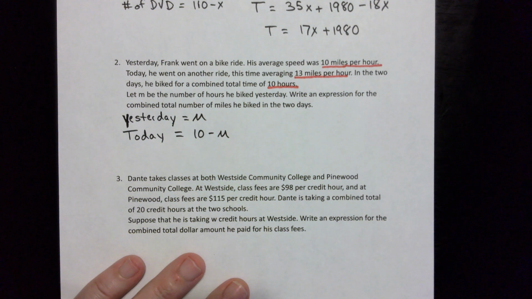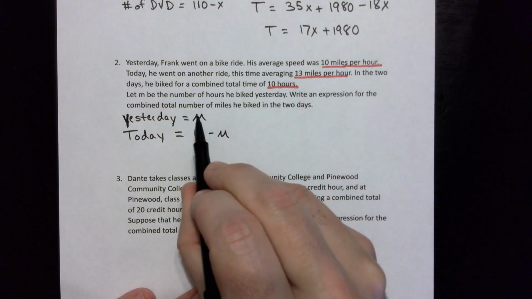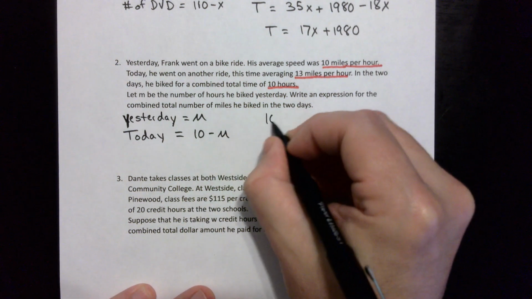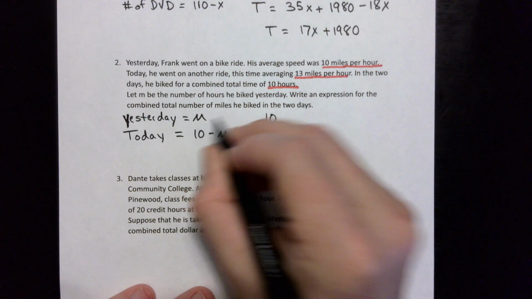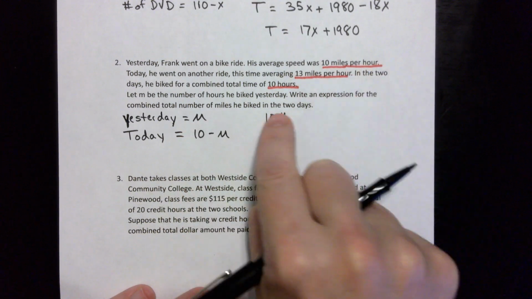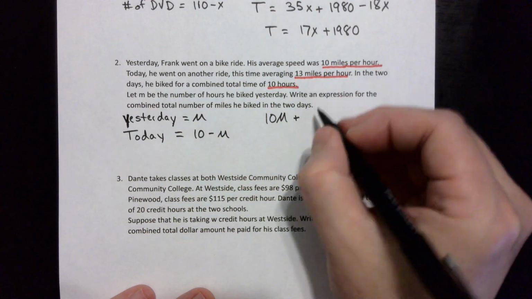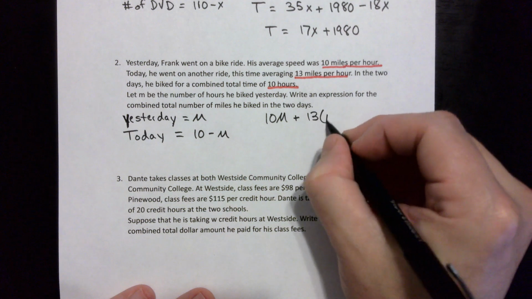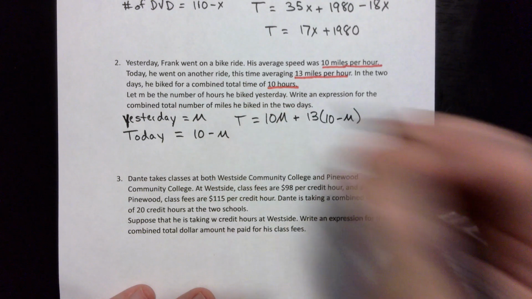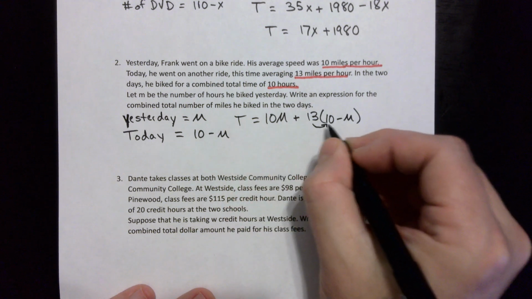So we have yesterday is M, and it was 10 miles per hour times the time, which was M. To get the total number of miles, it would be 10 miles per hour multiplied by the number of hours, which is M. So that's for day 1, the time and the speed, and this is going to be a distance. And then plus 13 miles per hour for how long? Well, 10 minus M. That's going to be equal to total, just like we did on the last one. And that may be good enough.